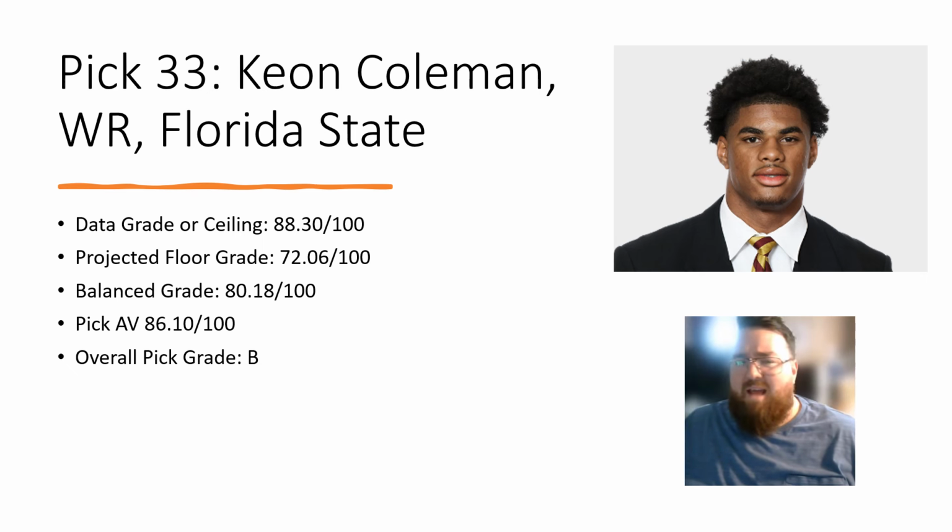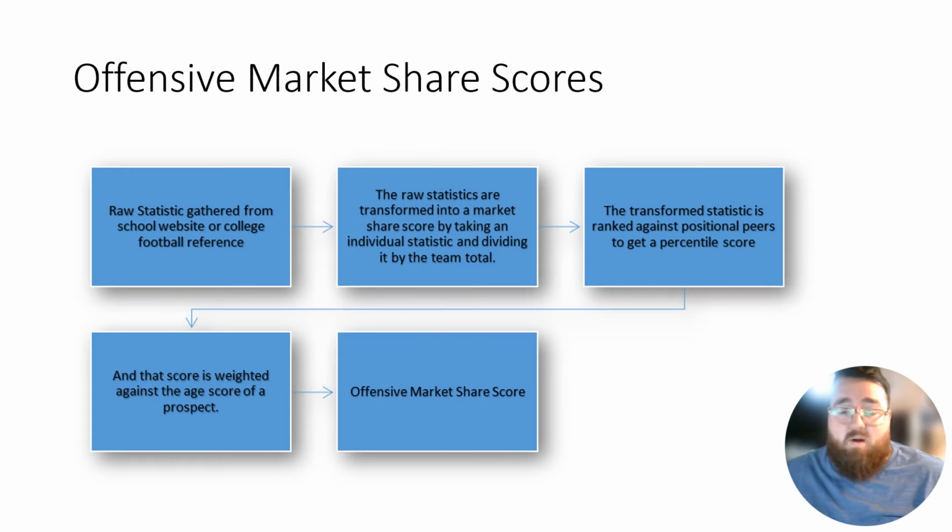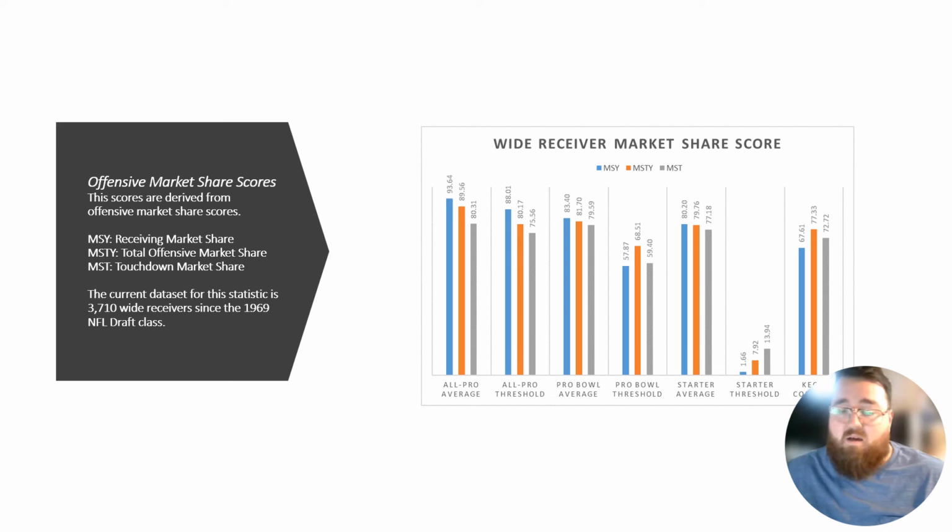There's a lot of people kind of hate on Keon Coleman, but he does have a lot of interesting data, which is what we're going to get to right now, which is his market share data. So one area that Keon Coleman does relatively well, he's decent, is his market share data. So for example, he has a 67 percentile receiving market share production score, 77 percentile in terms of total offensive market share, and 72 in terms of touchdown market share. All those numbers are pretty decent at the position for him.